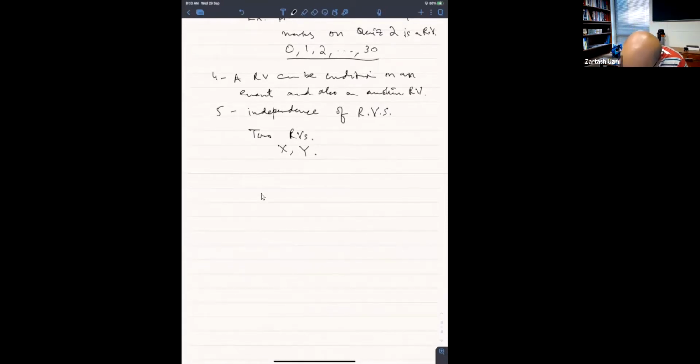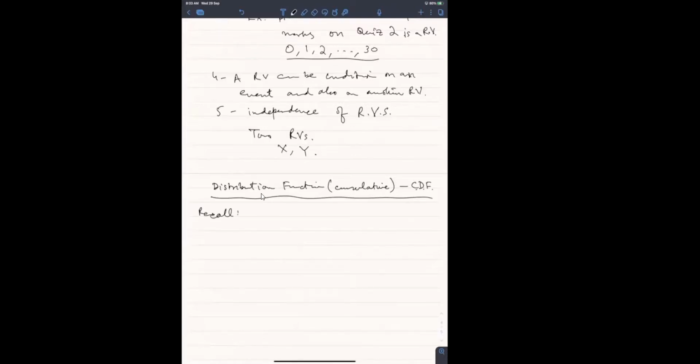We talked about the probability mass function. I'm going to talk about what we call a distribution function or cumulative distribution function. Sometimes people call it just the distribution function. The full name is cumulative distribution function, CDF. Cumulative distribution function. So recall.